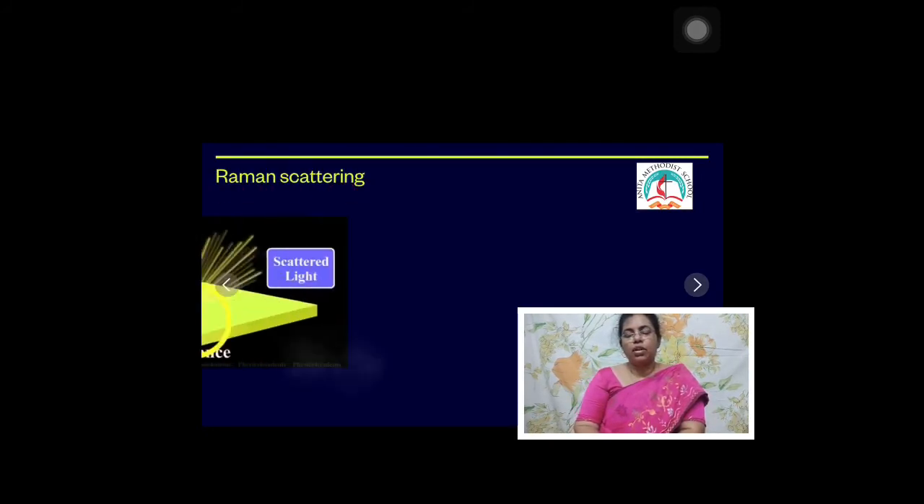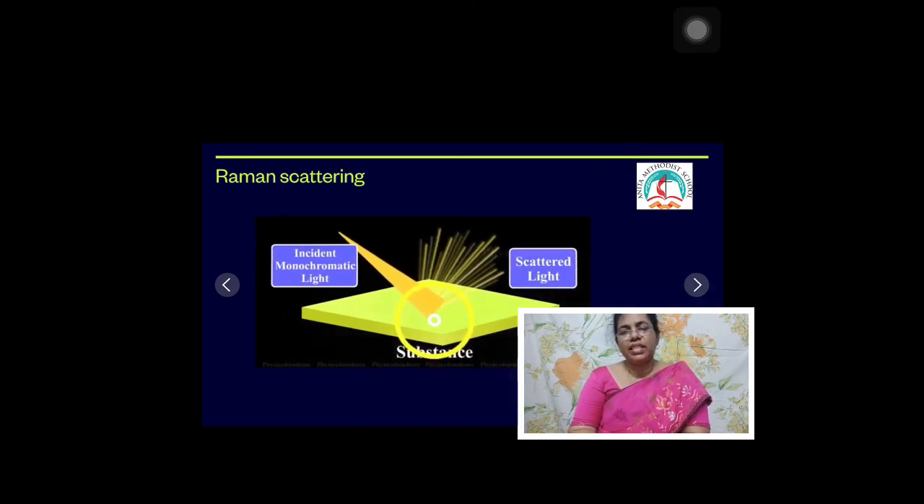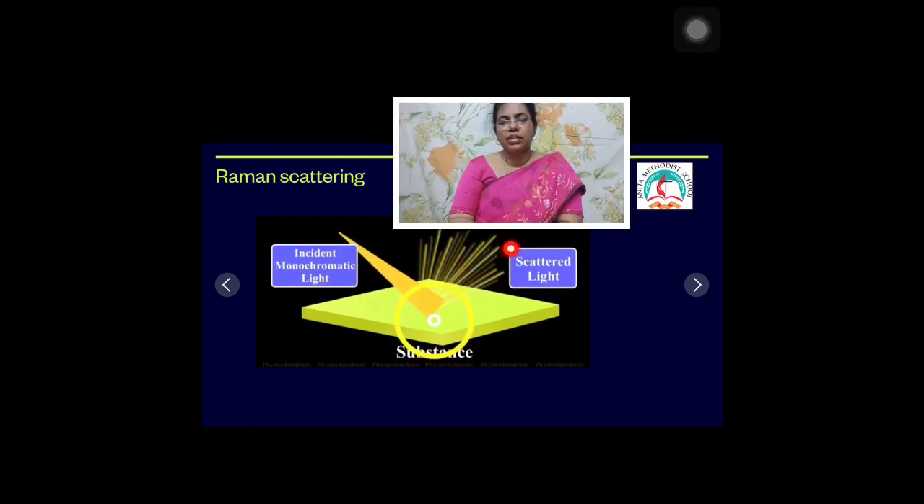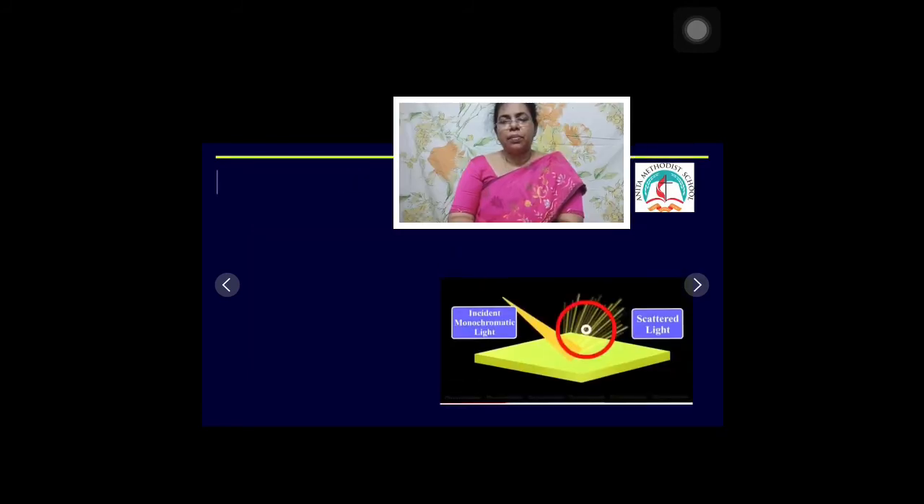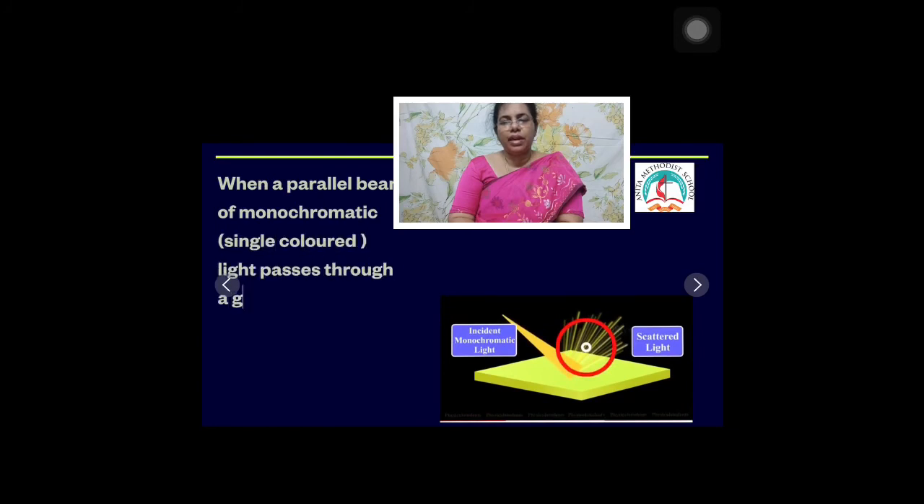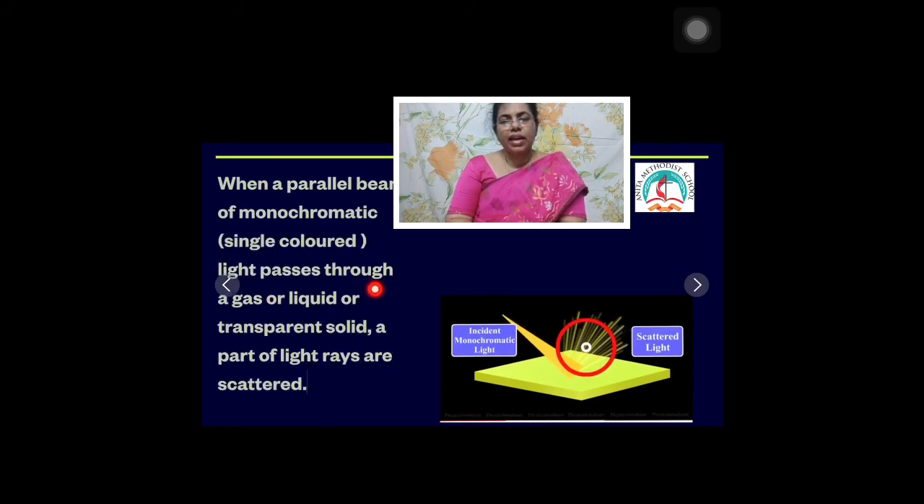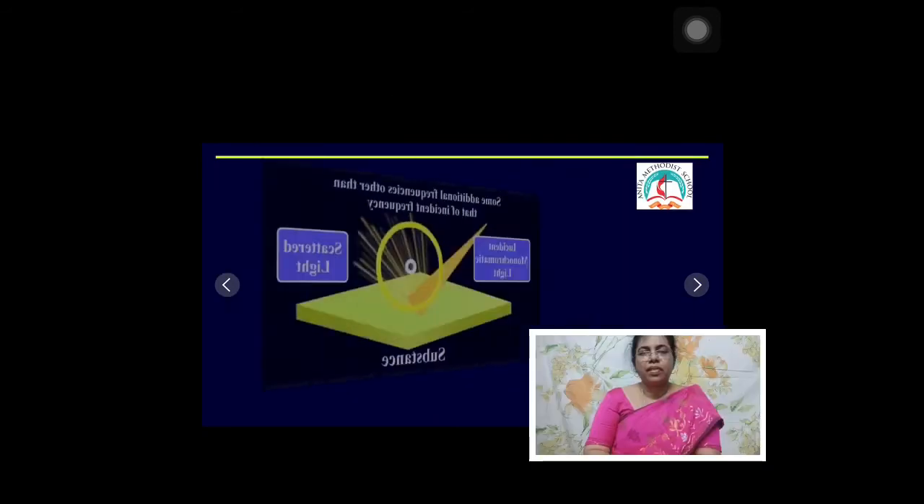Let's see about Raman scattering. When monochromatic light falls on a substance, it gets scattered in all directions. Can you see? It gets scattered in all directions. So when a parallel beam of monochromatic light passes through a gas, liquid or a transparent solid, part of the light rays are scattered in all directions.